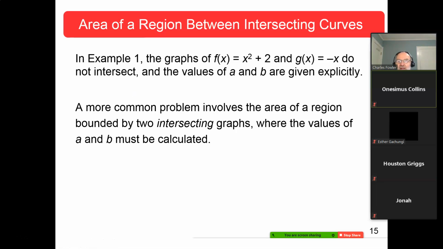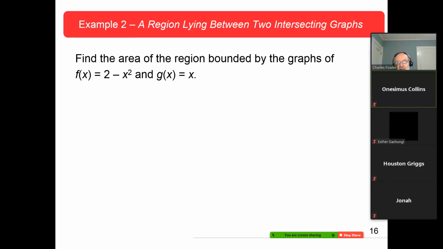There we go. In example 1, the graphs of f of x equals x squared plus 2 and g of x equals minus x never intersected, so the values a and b were given explicitly. A more common problem, though, involves the area of a region bounded by two intersecting graphs, where the values of a and b must be calculated. That's the difference in what we're doing now. So here's example 2. Find the area of the region bounded by the graphs of f of x equals 2 minus x squared and g of x equals x.